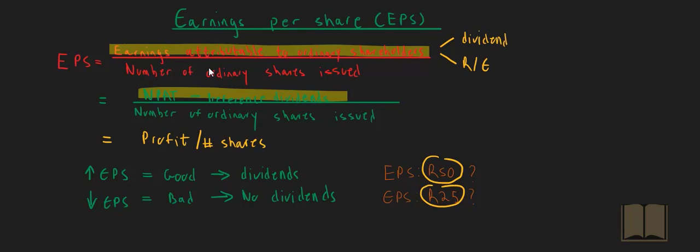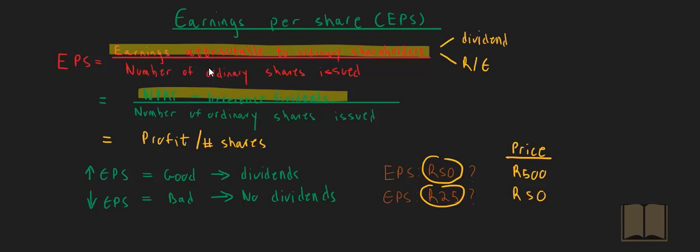The question is, what is the price that you're paying in order to get this profit per share of 50 Rand and this profit per share of 25 Rand? Let's say in this company that's giving you an earnings per share of 50 Rand, the price for that share is 500 Rand. And the price for the share that's giving you earnings per share of 25 Rand is 50 Rand. What would you now say? Which share would you invest in?